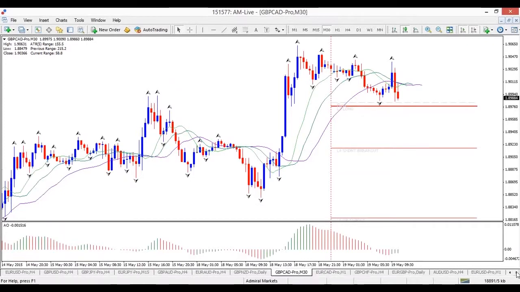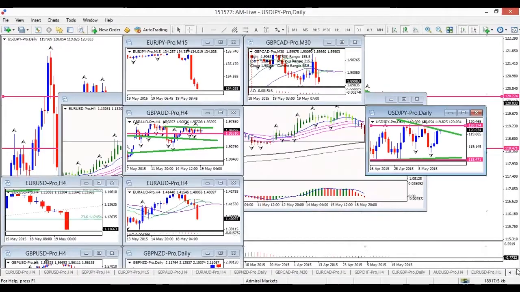Dollar CAD. Let's take a look at some of these CADs, such as the dollar CAD. Let me try to find it. Forgot where it was. More to the right.